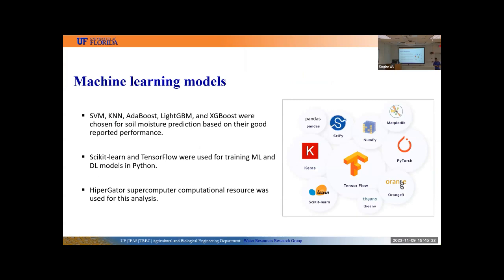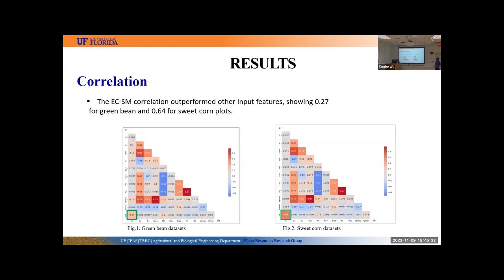We used scikit-learn and TensorFlow for training the machine learning and deep learning models. In addition to that, we also used HiPerGator and supercomputer computational resources for our analysis.